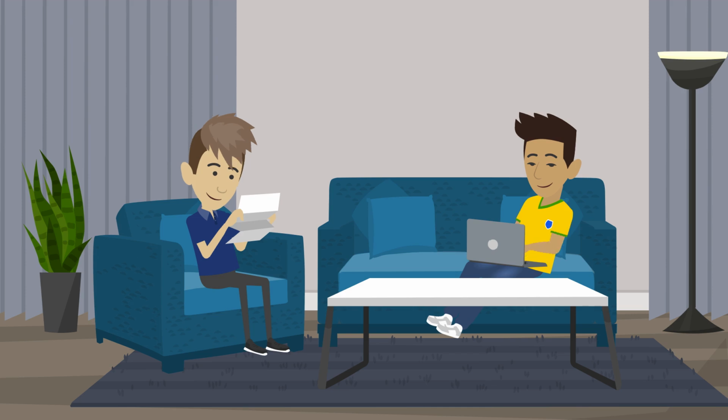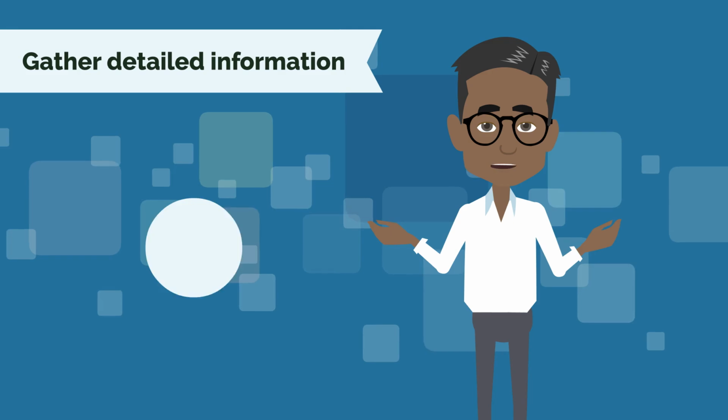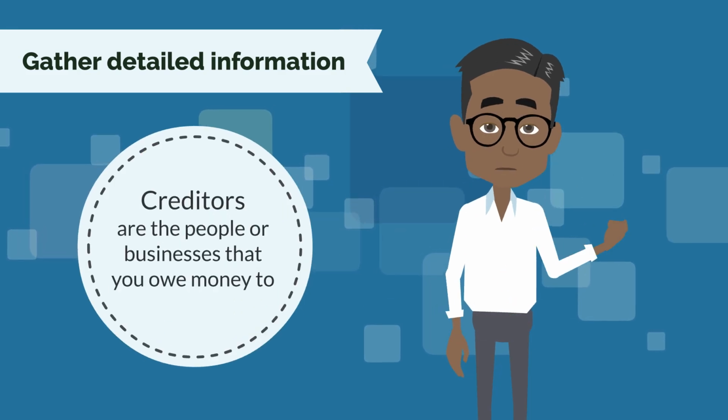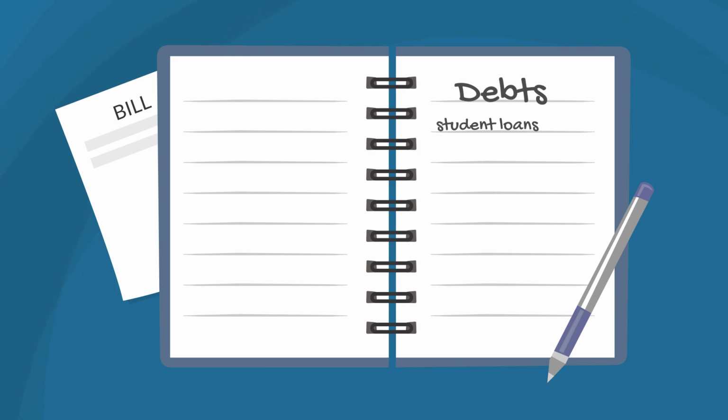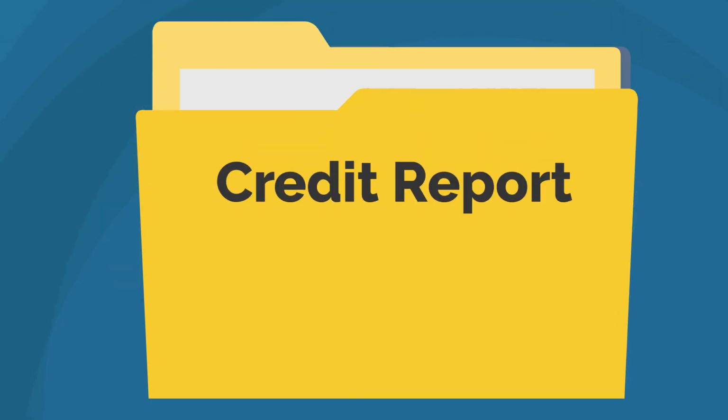If you are like most people, you probably have an idea of what your outstanding balances are, but it is best to know exactly what you owe, who you owe it to, and specific details of your debts. The first step is to gather detailed information about your debts and creditors. Creditors are the people or businesses that you owe money to. Your debts can include student loans, credit cards, bank loans, home loans, car loans, medical bills, and past due bills now in collections. A great resource to find information about your debt is your credit report.